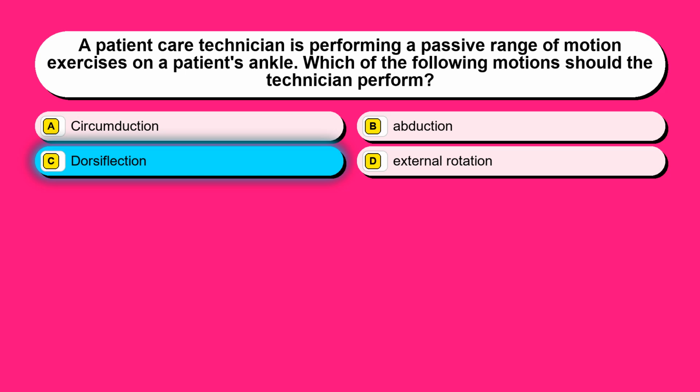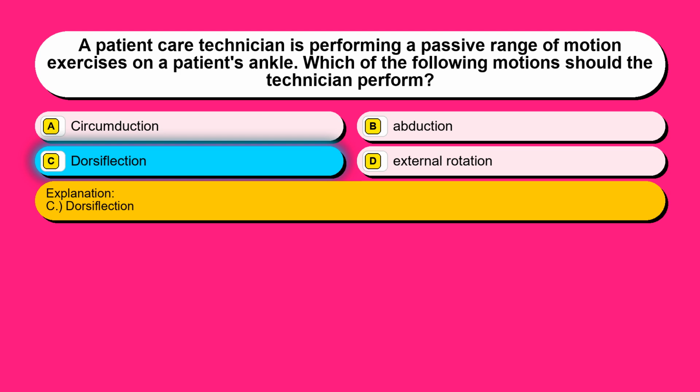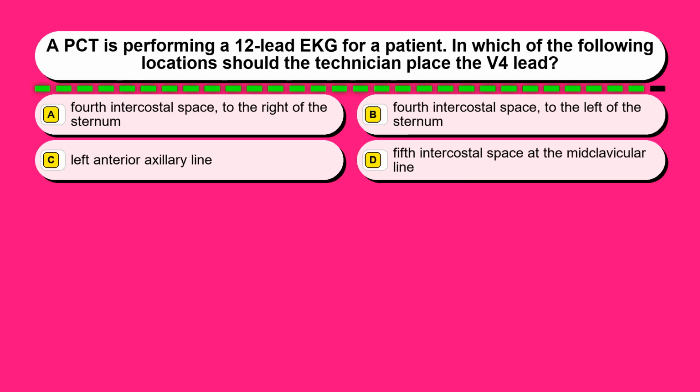The correct answer is option C, dorsiflexion. C, dorsiflexion. Question 24. A PCT is performing a 12-lead EKG for a patient. In which of the following locations should the technician place the V4 lead? Option A, fourth intercostal space, to the right of the sternum. Option B, fourth intercostal space, to the left of the sternum. Option C, left anterior axillary line. Option D, fifth intercostal space at the midclavicular line.